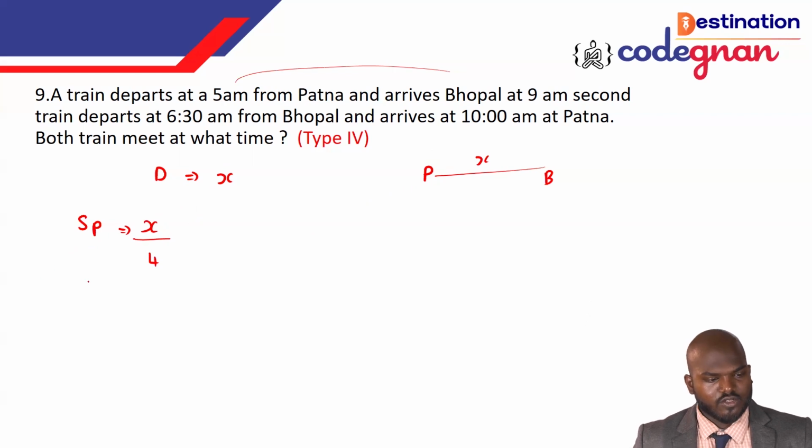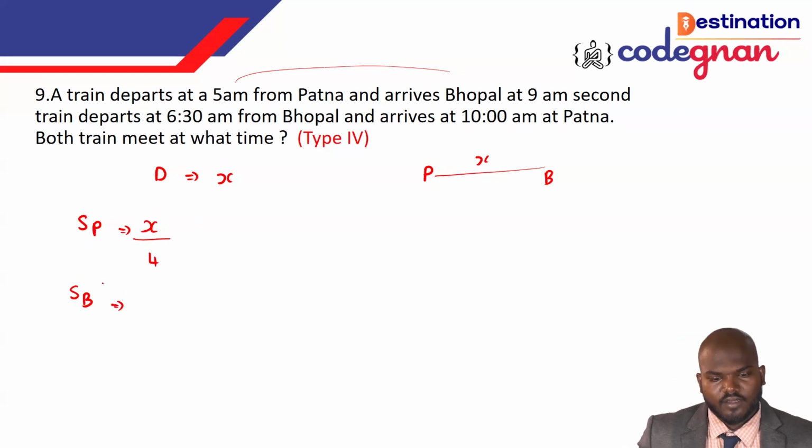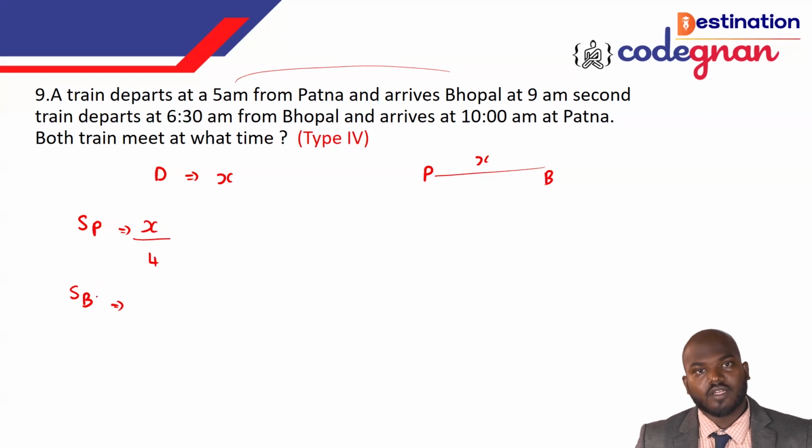Okay, and the next train, you see this one. It started from Bhopal at 6:30 a.m. and arrives at Patna by 10 o'clock. So then how much time will it take? It took 3.5 hours, that's what they have taken in this one. So that's the thing that you just want to consider here.